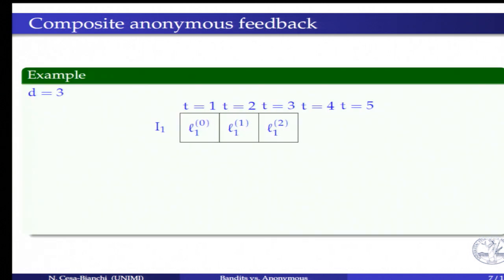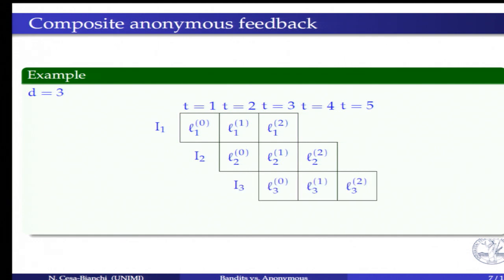Just to give you a feeling of the model, here's the player. At time 1, he plays action I1, and this is the scattering over time. We are assuming a horizon of 3 time steps here. At time 2, he will play a different action. At time 3, he will play again a different action. For instance, at time 3, the observed loss will be the sum of the third contribution of the first action played, the second contribution of the second action played, and the first contribution of the third action played. And this is the formula. I hope you got the model.